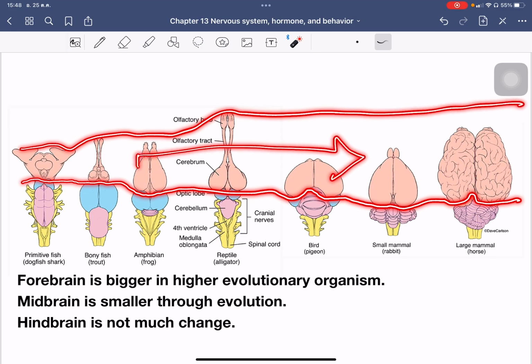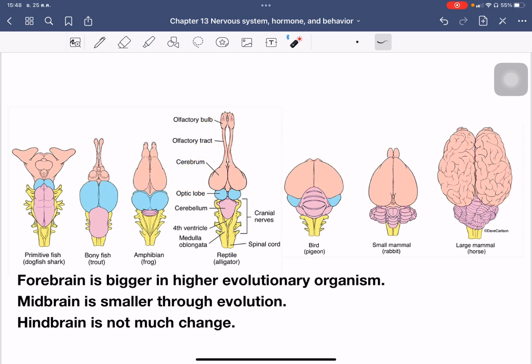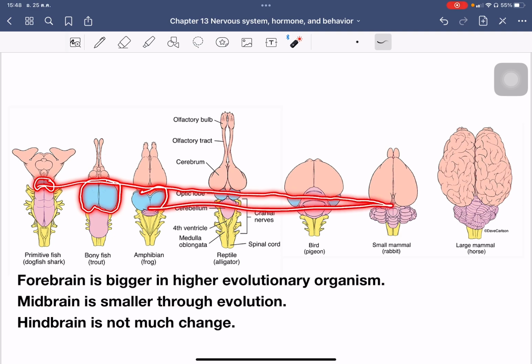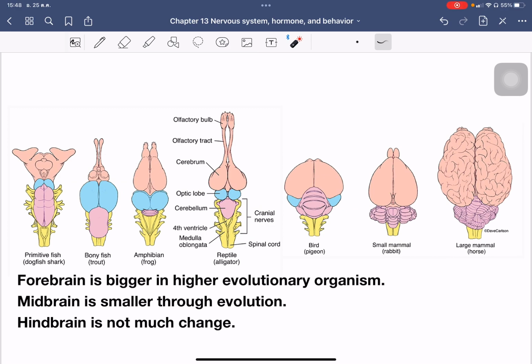The trend is like this. So an animal with a higher evolutionary level will have a larger forebrain. And the midbrain becomes smaller through the evolution. When the animals become more developed, the size of the midbrain becomes smaller and smaller. And in the case of the small mammals and the large mammal, the midbrain is at the center of the brain. But the hindbrain does not change much.